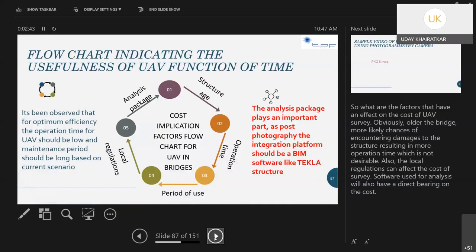This is just a flowchart I've shown. It has been observed that for optimum efficiency, the operation time for UAV should be low and the maintenance period should be long based on the current scenario.